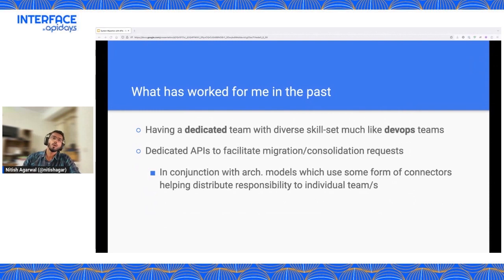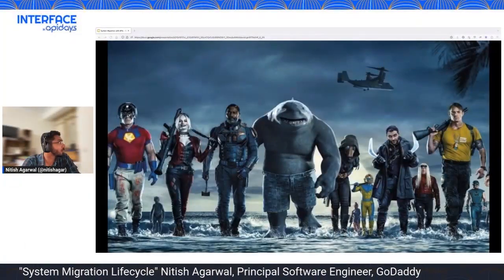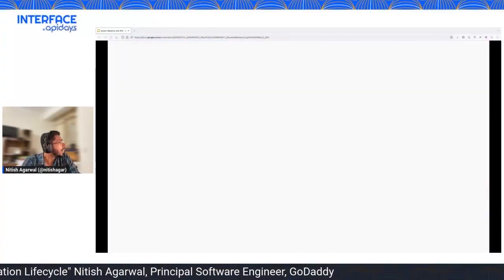So I think that's what's more important here when you start looking at such a team being built, and such a team actually looking at all the APIs which are to be supported for internal clients. How the DevOps team or a dedicated team looks like, that's one example to go with.